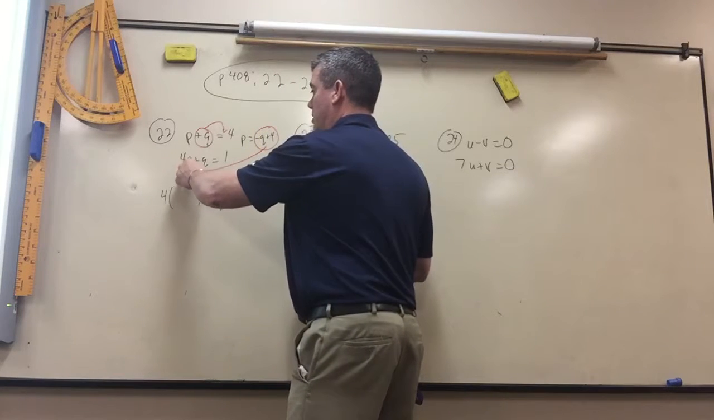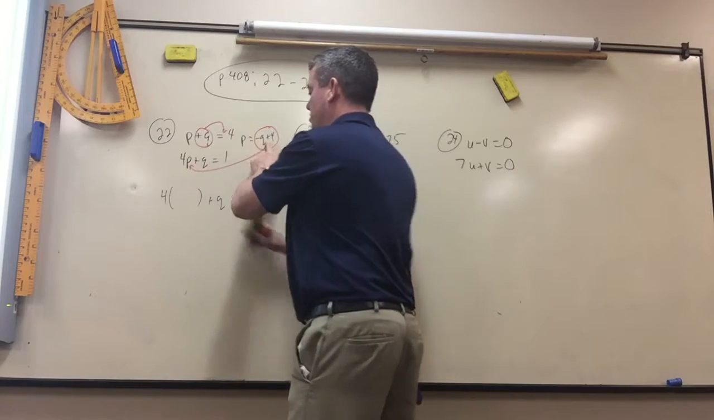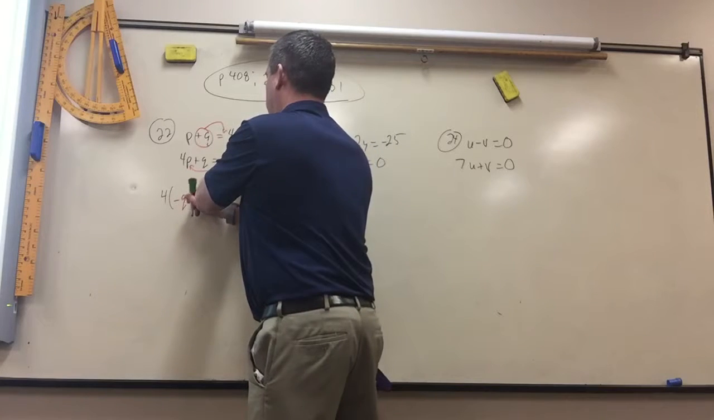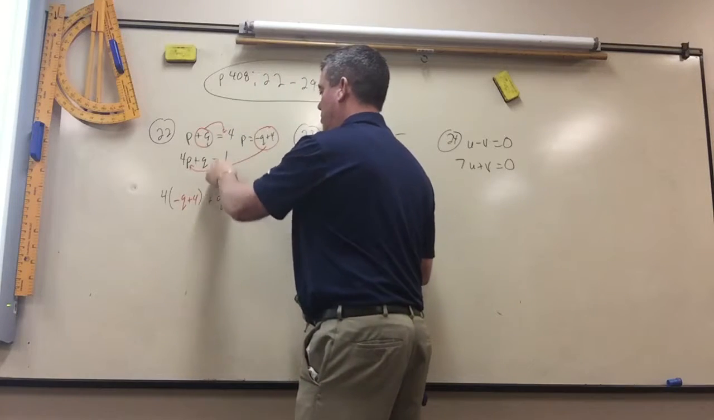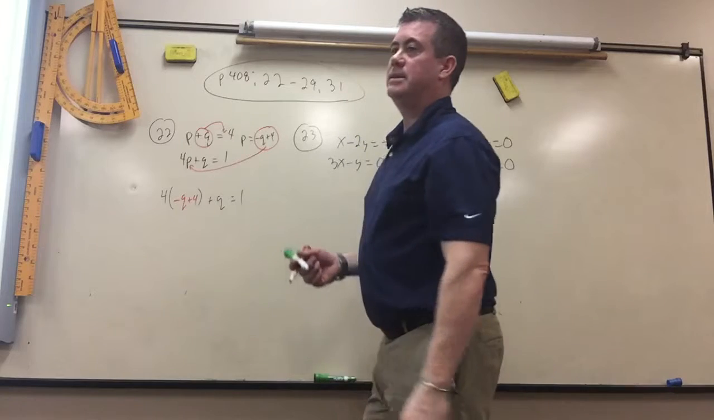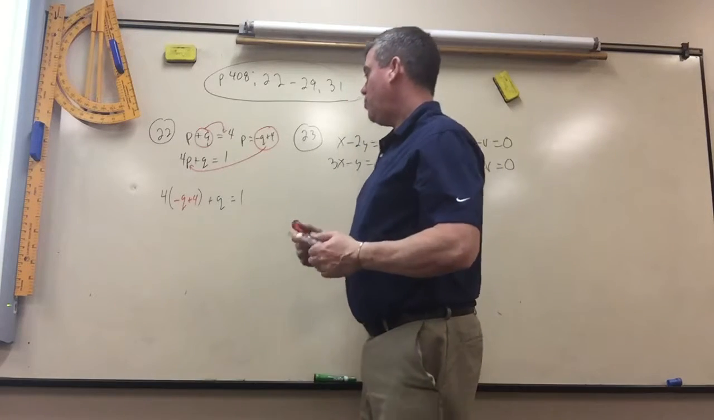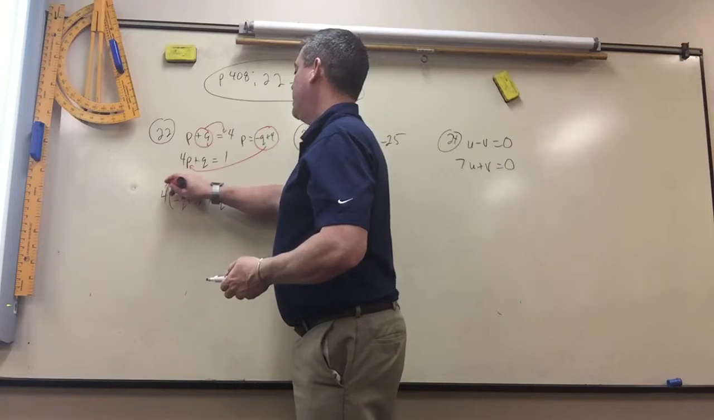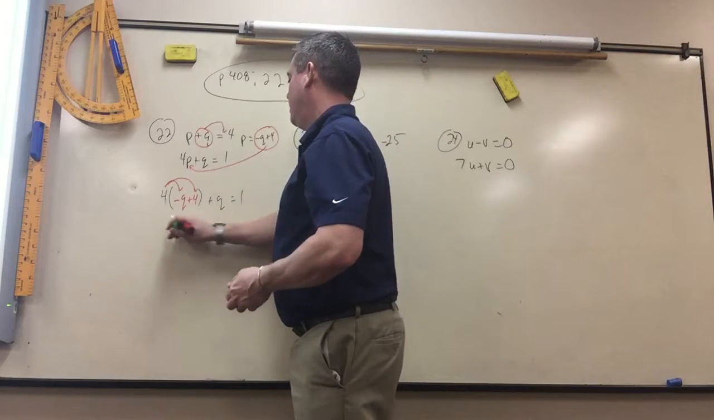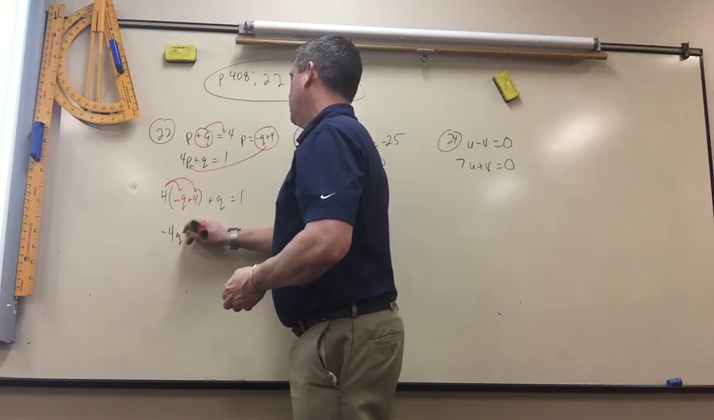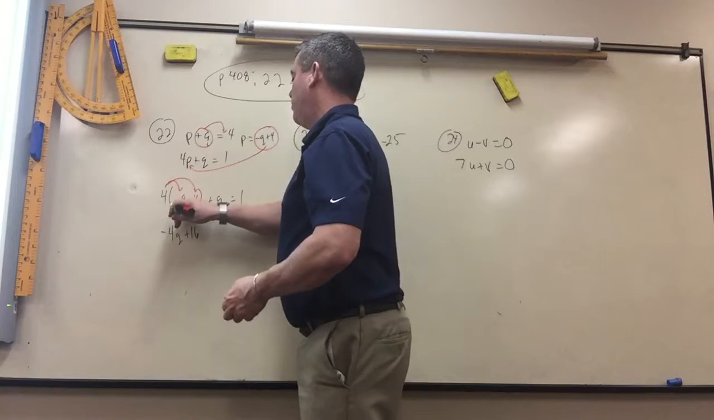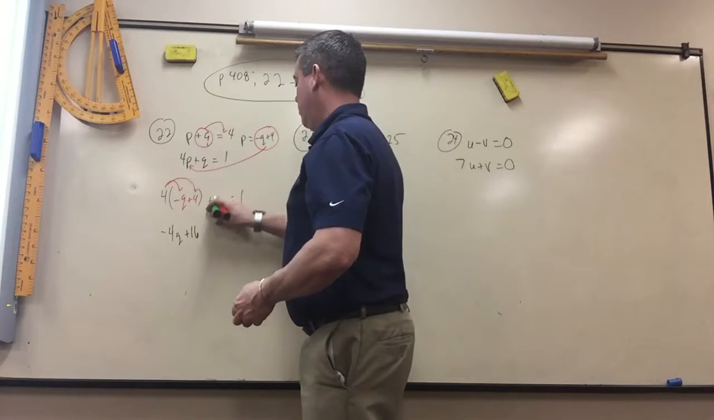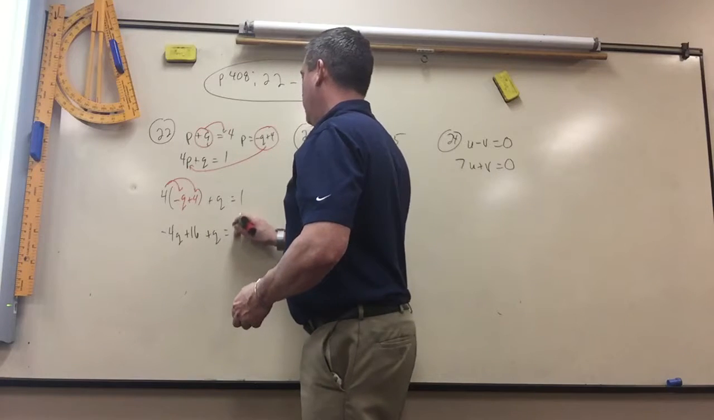So 4 times p, which I put this in place of it, plus q equals 1. So now you got to solve it. So I got to take the 4 times both of those. So I get negative 4q plus 16 plus q equals 1.